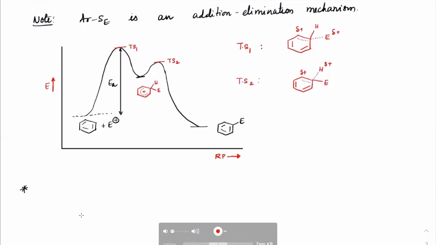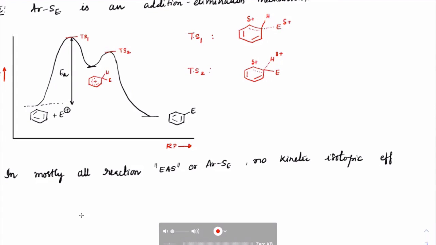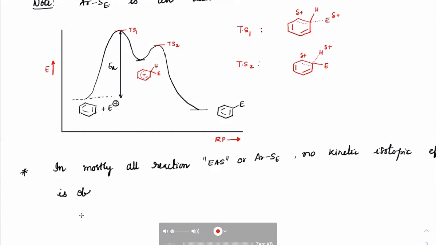Now the important thing to note here is that in most reactions, in fact in almost all reactions which happen through this substitution, what we call electrophilic aromatic substitution or ArSE, no kinetic isotopic effect is observed as the rate determining step does not involve breaking of the carbon hydrogen bond.